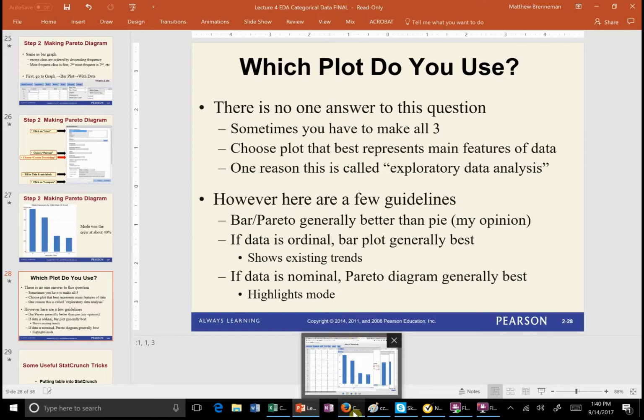But again, which one you use is very, very subjective. If you use any of these 3, I wouldn't take off. But if you're trying to communicate something to somebody in business, then it can make a difference. You want to make one that's easiest for them to read and understand.